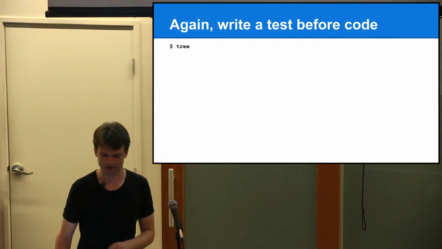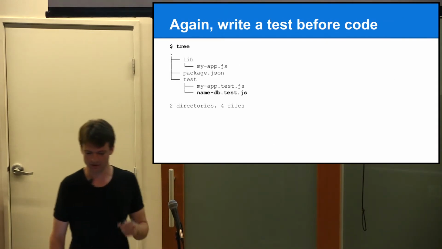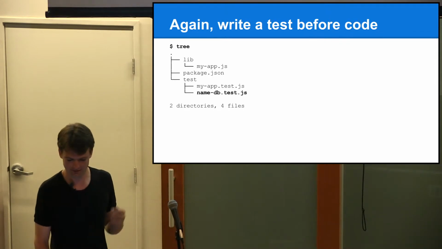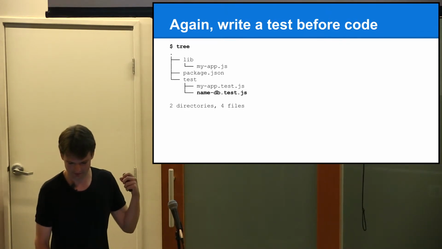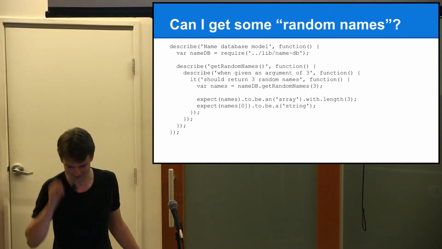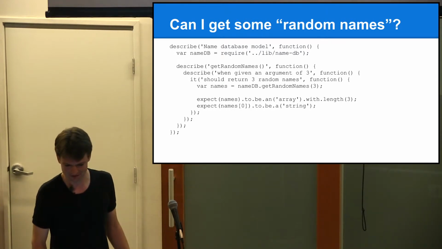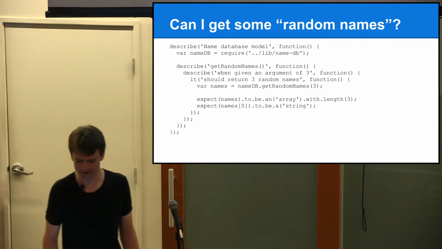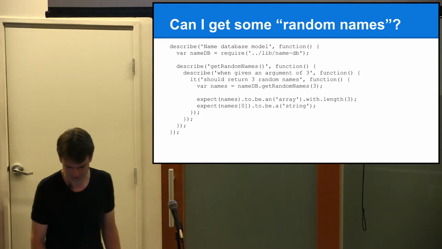Okay, again, we're going to write a test first. We're going to add a new test alongside that other one. He was lonely. Let's give him a friend. I'll get some random names up in here. So: name database model, get random names. When given an argument of 3, should return 3 random names.